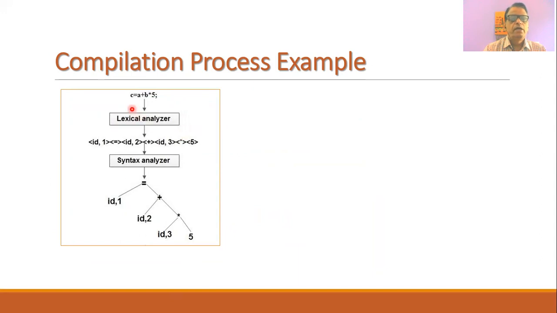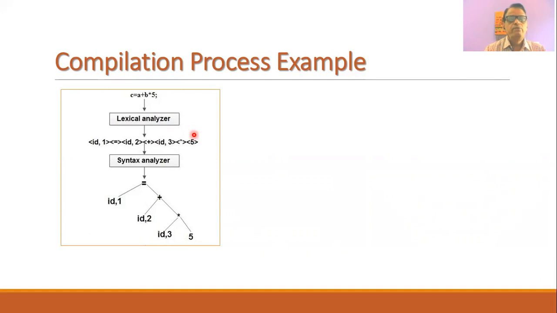A token will be generated for character C, that is identifier 1. A token will be generated for the assignment operator. A token will be generated for A, identifier 2. A token will be generated for operator plus. Then a token will be generated for B, identifier 3. Then a token will be generated for the multiplication symbol. And then a token will be generated for constant 5.